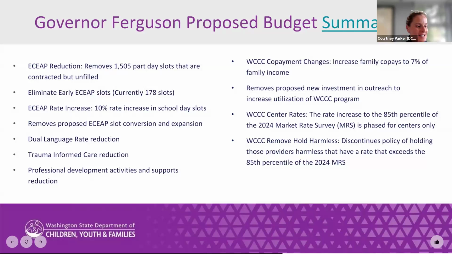The next piece is the ECAP rate increase. Governor Ferguson proposes a 10% rate increase in school day slots. This differs from the Inslee budget, which proposed an 18% rate increase. The next piece is that it removes the proposed ECAP slot conversion and expansion. In the Inslee budget, there was an inclusion in fiscal year 2027 of converting 250 part day slots to full day slots and adding 500 full day slots, and it removes that proposal.